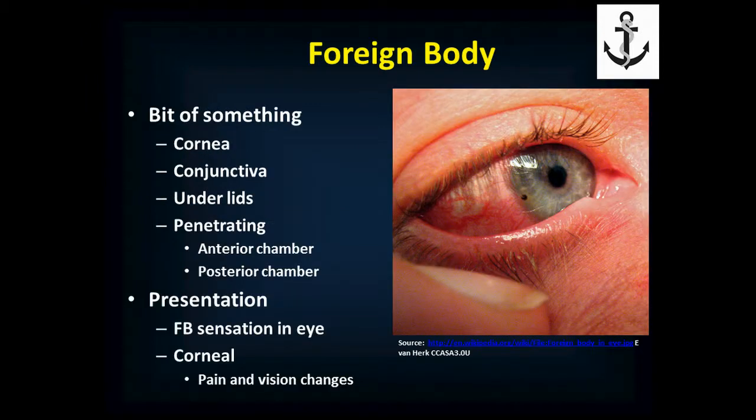Foreign bodies are very common in the eye. If you look at this patient's eye at about the 9 o'clock position, there's a small metallic foreign body, that black thing with a little bit of brown rust around it. Foreign bodies are a bit of something in the cornea or on the conjunctiva or under the lids, or they can be penetrating and go into the anterior chamber or all the way into the posterior chamber. The presentation is typically a foreign body sensation in the eye, and if it's corneal, there'll be pain. These are very uncomfortable with vision changes. If it's a small penetrating foreign body, there may not be any obvious wound, and it may just be significant aching in the eye itself.